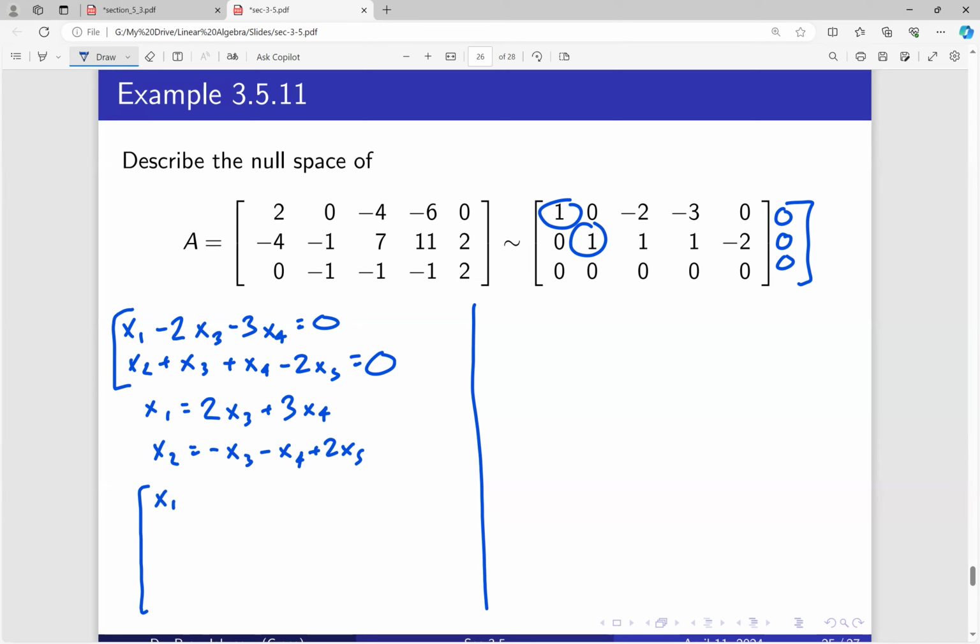And then if you put those into the generic vector for which this works, you get x1, x2, x3, x4, x5. The generic vector is going to equal this vector, which is x1 is 2x3 plus 3x4, x2 is negative x3 minus x4 plus 2x5. And then x3, x4, and x5 are free, so they are themselves.